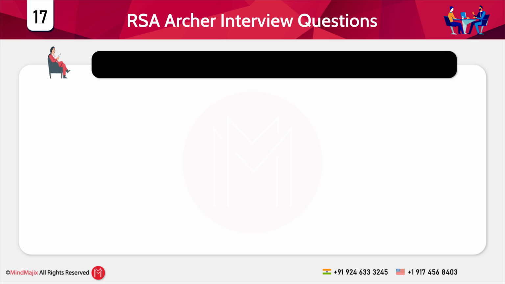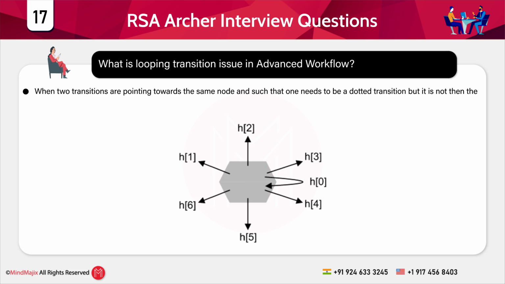Question 17 is what is looping transition issue in advanced workflow? So as you all know, we have a job troubleshooting separately for advanced workflow. Most of the times we understand, but sometimes it happens that even in the job troubleshooting, we are like, why is it just stuck here? It's not showing. So what happens in that case?